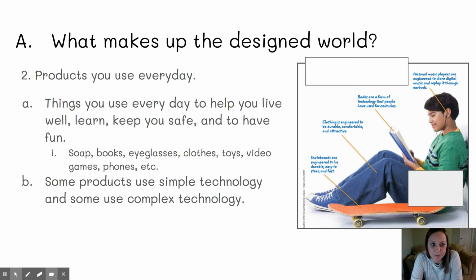Some products use simple technology and some use complex technology. Remember, simple technology is technology that's inexpensive. It's easy to understand how it works. It doesn't use electricity. Okay, whereas complex technology are things like electronics that we think of. So they're complex, they're not easy to understand how they work. A lot of times they use electricity and they're expensive.